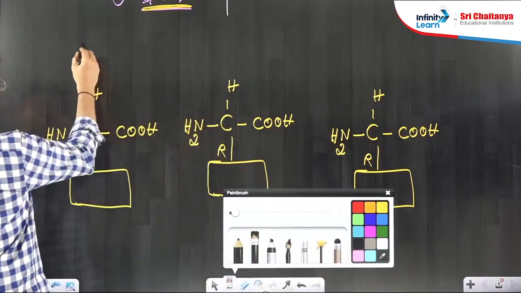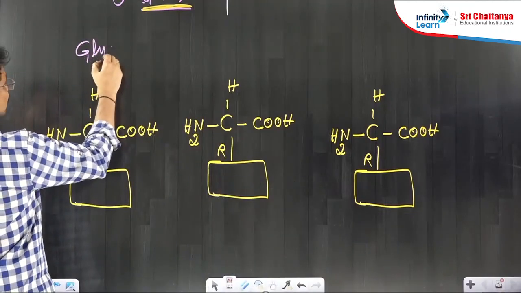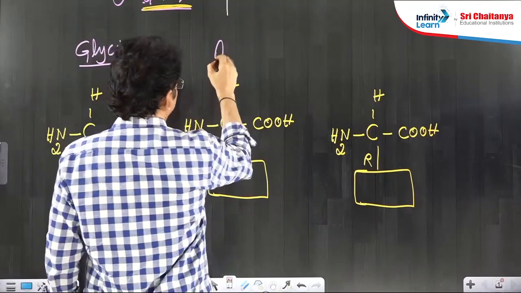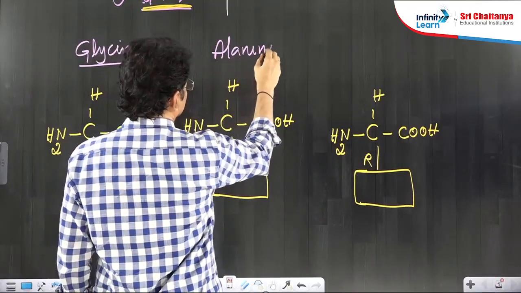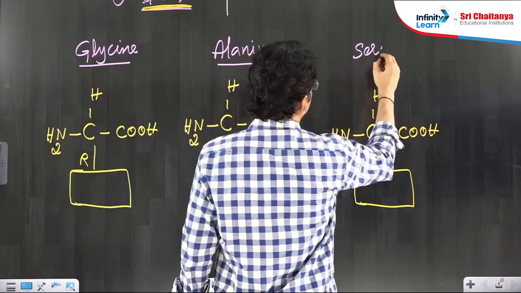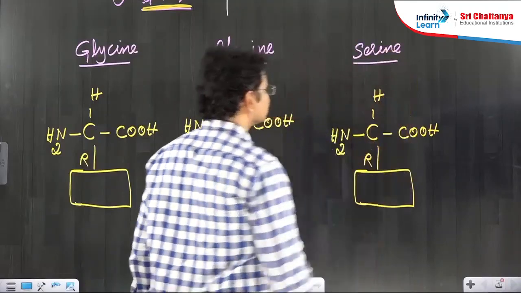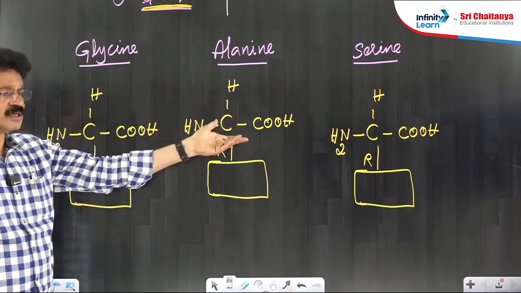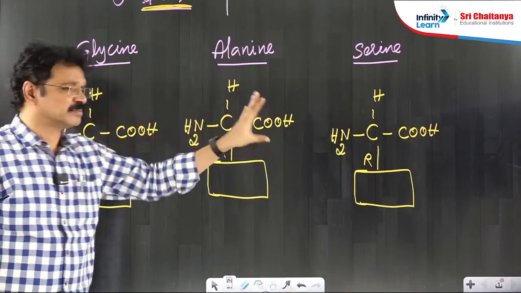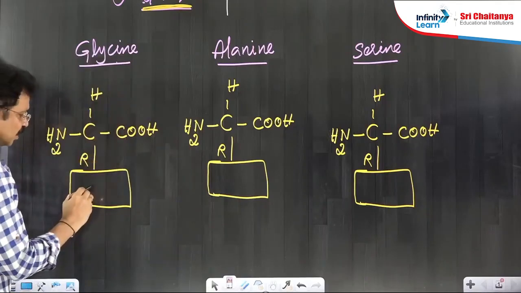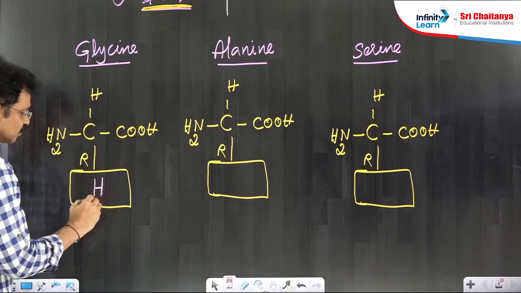Examples of some amino acids: glycine, alanine, serine. Not only these 3, in the remaining 17 types of amino acids also this basic frame is common. But what is the difference? In the glycine amino acid, the alkyl group is just a hydrogen atom only.